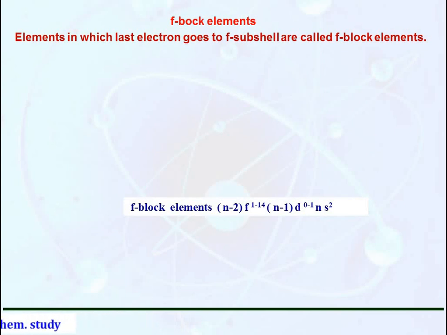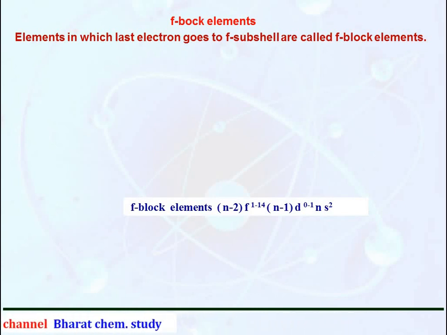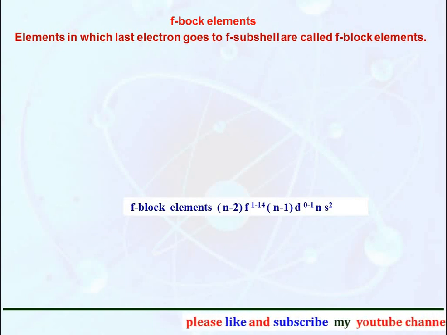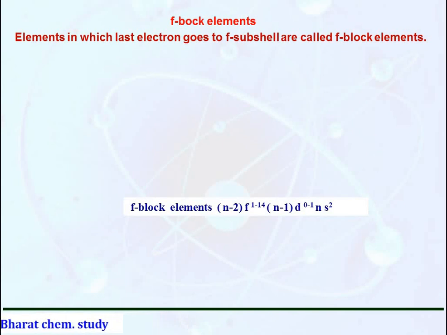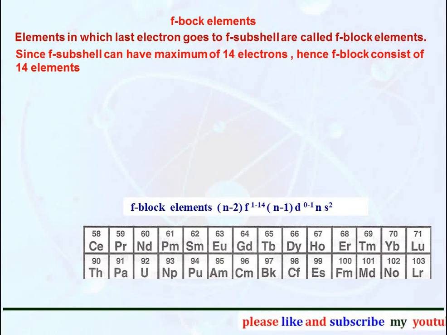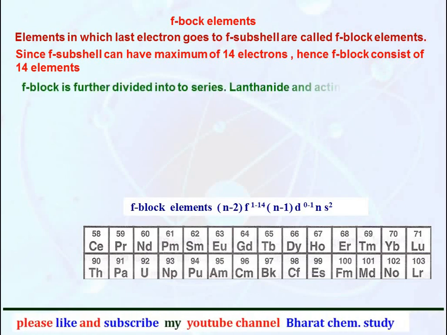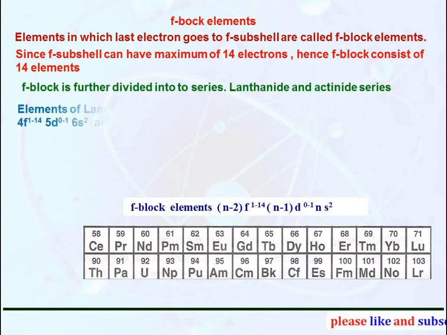That means in this block the s orbital contains 2 electrons, (n-1)d will contain 1 or 0 electrons, and (n-2)f will contain electrons from 1 to 14. Actually, the filling of the f orbital takes place in these block elements. Since the f subshell can have a maximum of 14 electrons, the f block consists of 14 elements. The f block is further divided into two series, the lanthanide and actinide series.